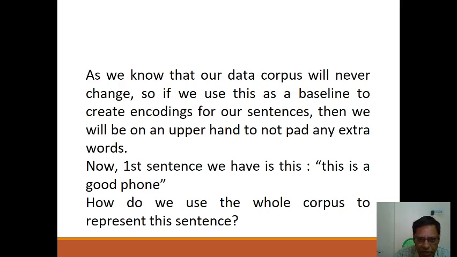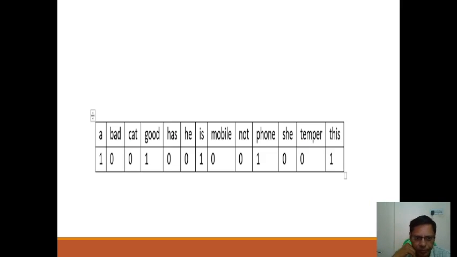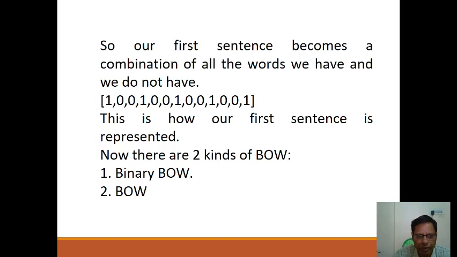Now the first sentence we have is "this is a good phone". How do we use the whole corpus to represent this sentence? It is like this. Out of the statements, it is dividing into 1, 0, 0. The system is doing this according to its convenience; it has to convert a word to a binary number based on the requirement. So our first sentence becomes a combination of 100, 100, 100, 1001. This is how our first sentence is represented.